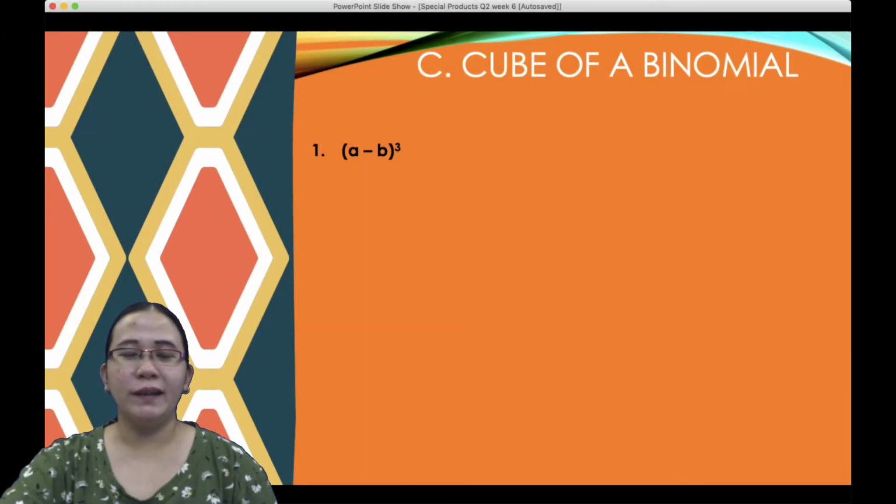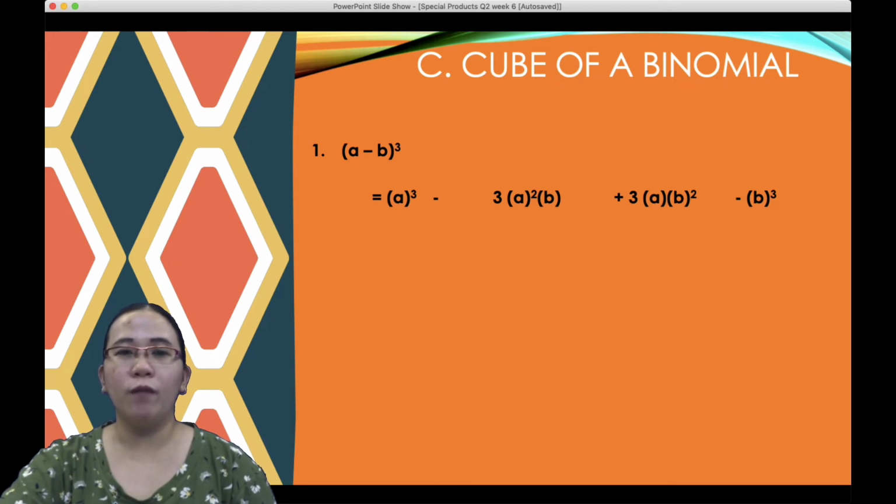Let's move forward. The cube of a binomial. What is the cube of the difference of a and b? Take note of this. The cube of a binomial is the sum of 4 terms, where each term can be obtained as follows. How to get the first term?